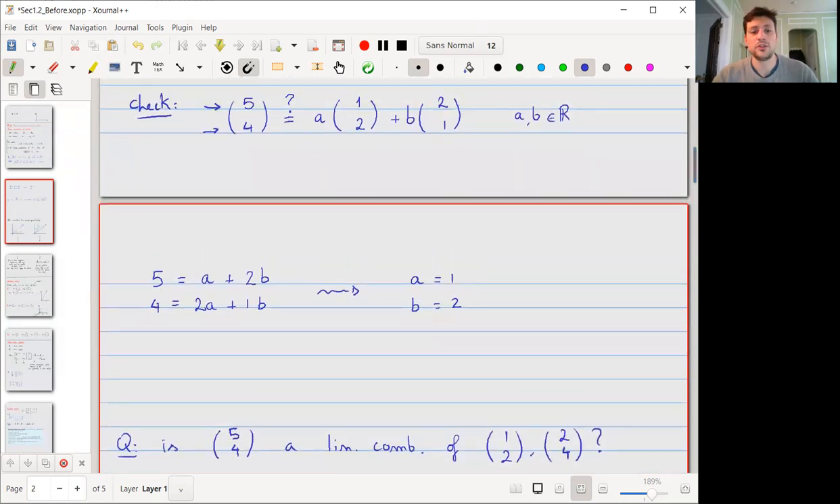Since there is a solution, this means that 5, 4 is indeed a linear combination of 1, 2 and 2, 1 with the following coefficients: 1 in front of 1, 2 plus 2 in front of 2, 1.